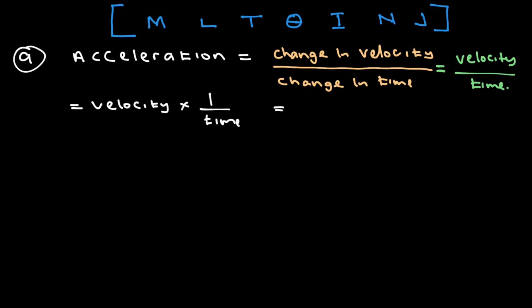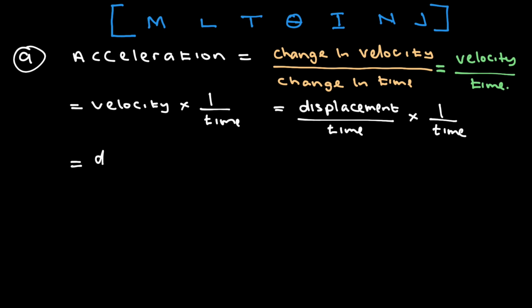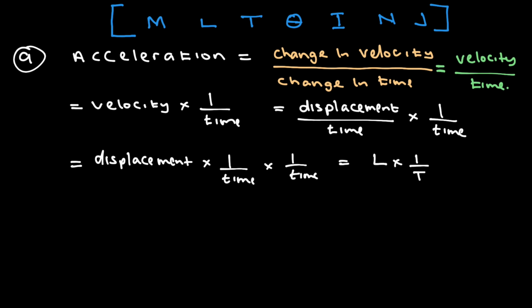But also, what is velocity? Velocity is displacement over time, times 1 over time. As a result, we can split the displacement over time. So that's displacement times 1 over time times 1 over time. And displacement is L, times 1 over time times 1 over time.